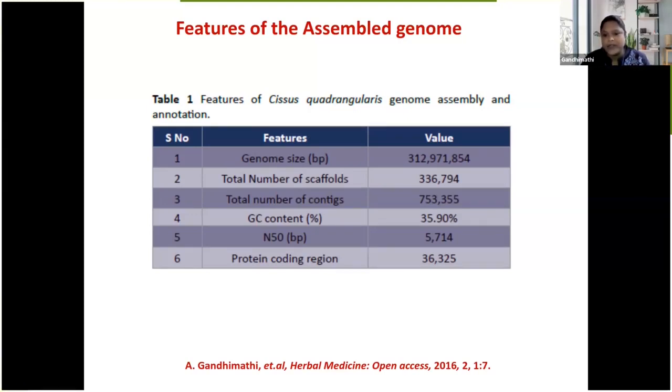So in this paper, which was published in 2016, we have focused only on the assembly and the annotation. We were able to assemble around 312 MB of the genome with a total number of scaffolds of around 336,000, and the number of contigs and GC content. This is basic statistics any genome paper will give you. This is a very short communication on the genome part.